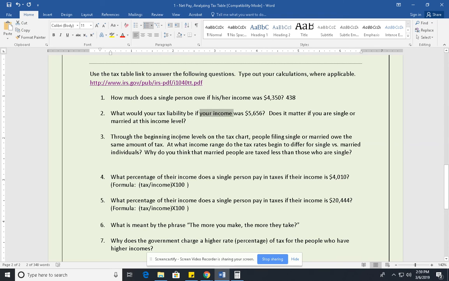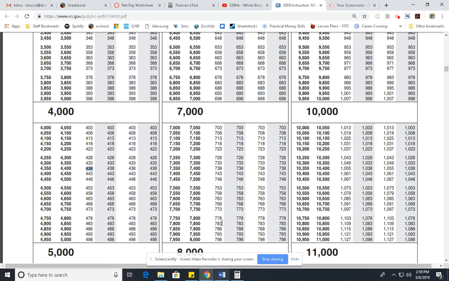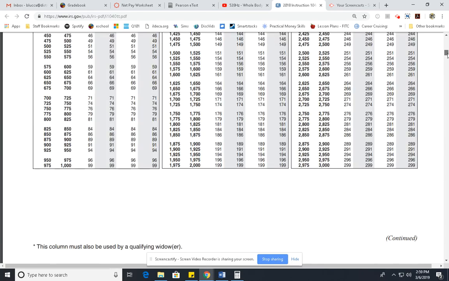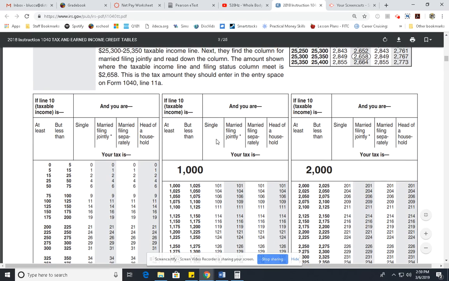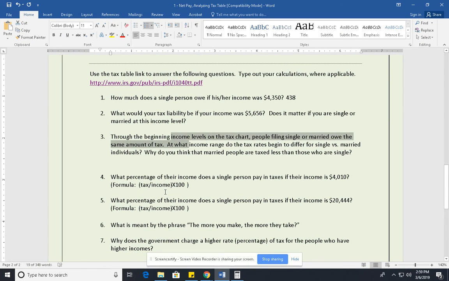So this one's pretty similar. And then with this, you're just trying to figure out where there's a difference. You'll notice, I'm not going to do the answer, but when you have very little income, it doesn't really matter if you're, let's go easy, let's go $1,000. If you're single or married or any of these, they're all paying the same amount. But as the income goes up, these start to change. Single people usually have to pay higher. So one of the questions is to figure out at what point that changes.